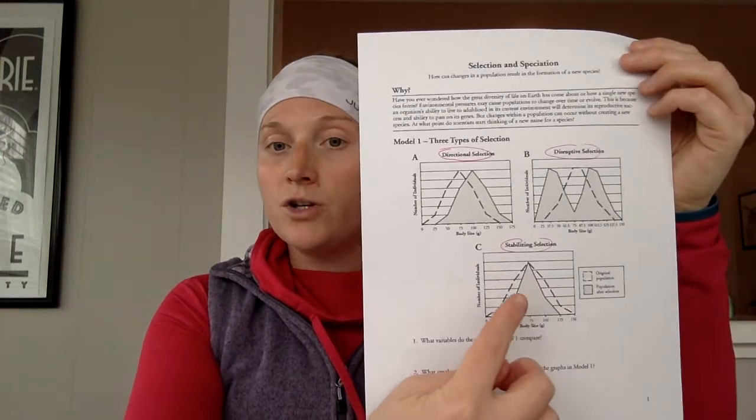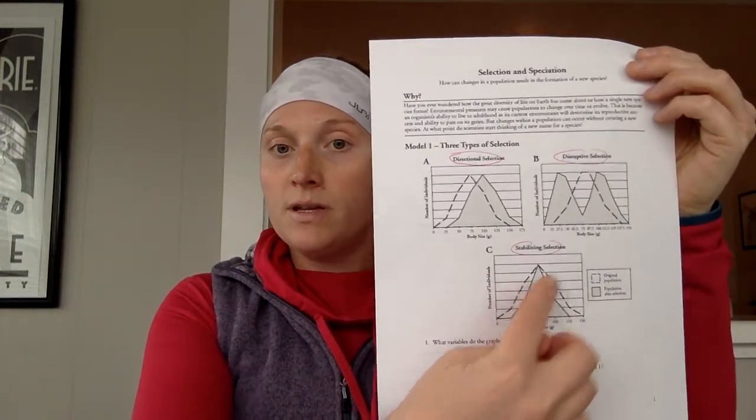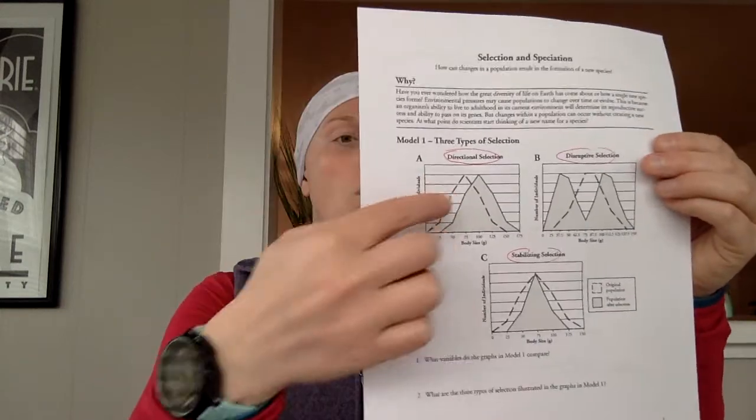And then 16, would stabilizing selection lead to the creation of a new species? That would be no, because they're all converging to the same phenotype, similar to directional selection. The whole population is changing, so you're not getting the separation of traits. You're not getting a split. Anytime you get a split, you could eventually reach reproductive isolation, which could lead to new species, and that is how new species occur over time.